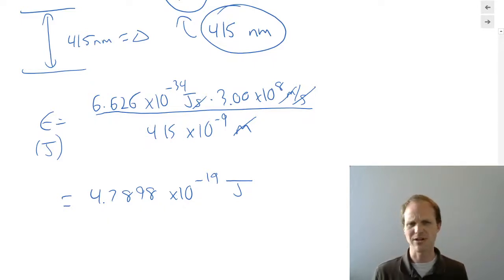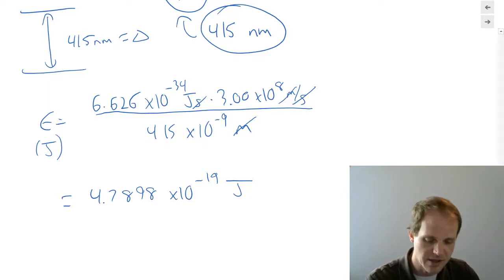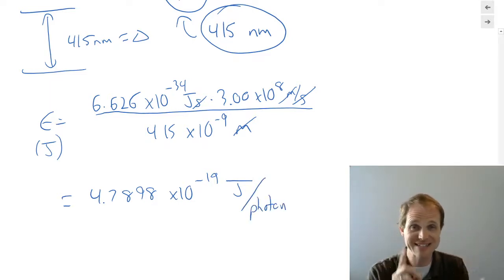That's a very small number. 10 to the minus 19th anything is a very, very small number. Why is that number so small? Because that's per photon. If you remember, light comes in photons. That's for a single thing of light coming in. Boom, it's got 10 to the minus 19th joules. We don't really want joules per photon. We generally talk about things in joules or kilojoules per mole.